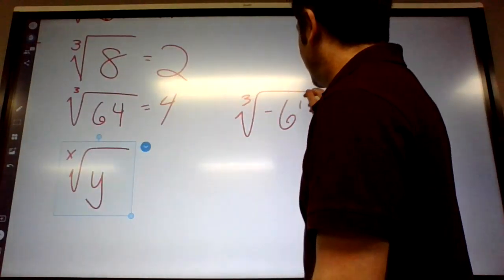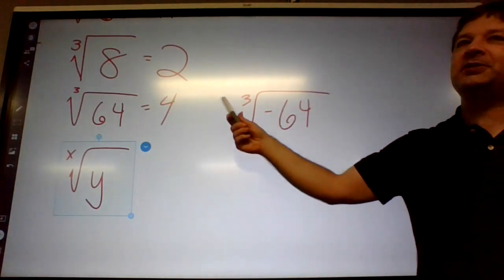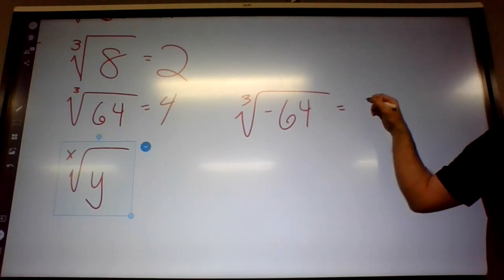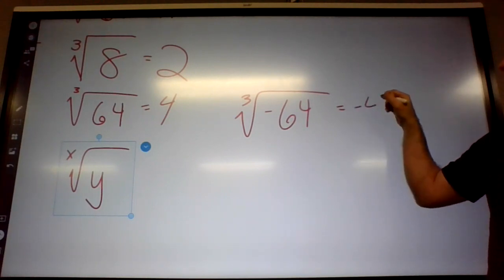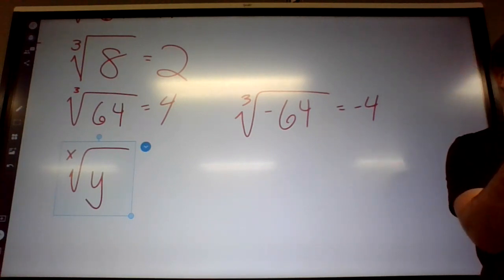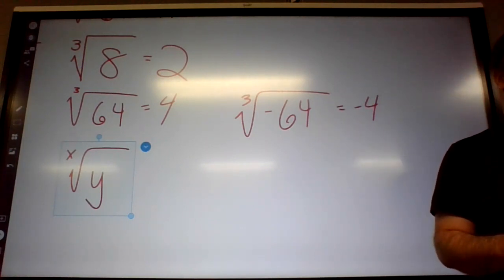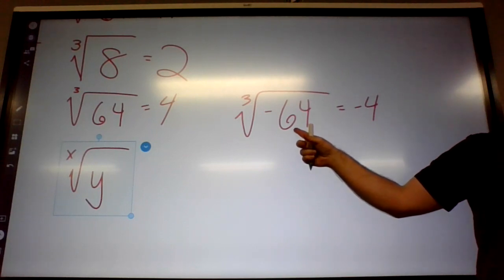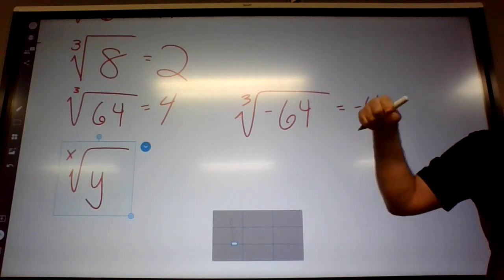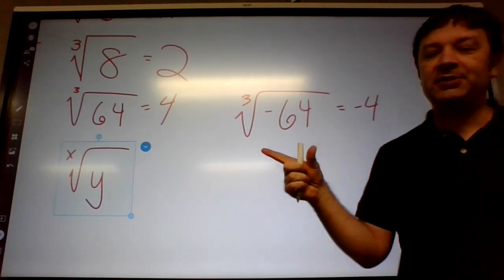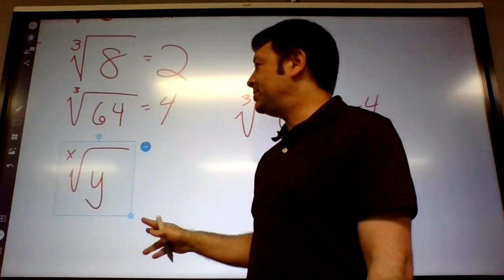Okay, what do you guys think this is going to be? This is 4. Not negative. Okay, because it's cubed, right? Because a negative times a negative times a negative does equal a negative. So you can have the cube root of a negative, or any odd root can be negative. But the even roots do not work.